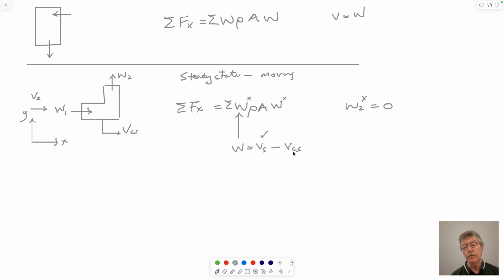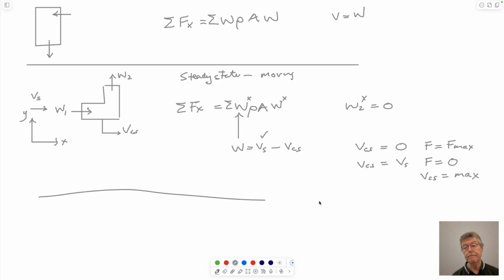But now we can either choose this to be 0, in which case we'll get the maximum force out of this. So if VCS equals 0, then F equals F max. And if VCS equals the static velocity, then the force equals 0, but the velocity of the control surface equals max. So that was the problem we did then, right?